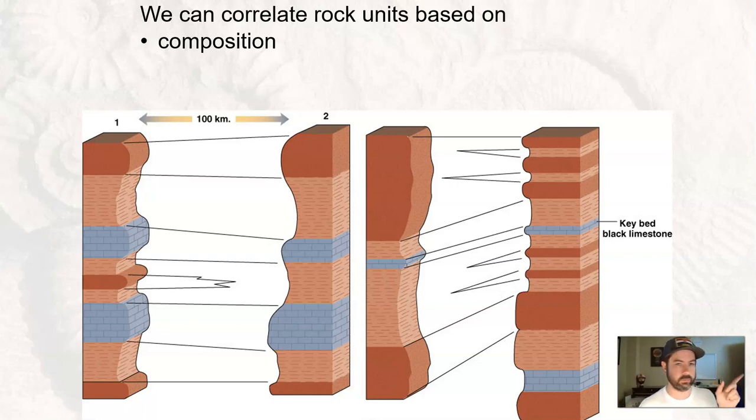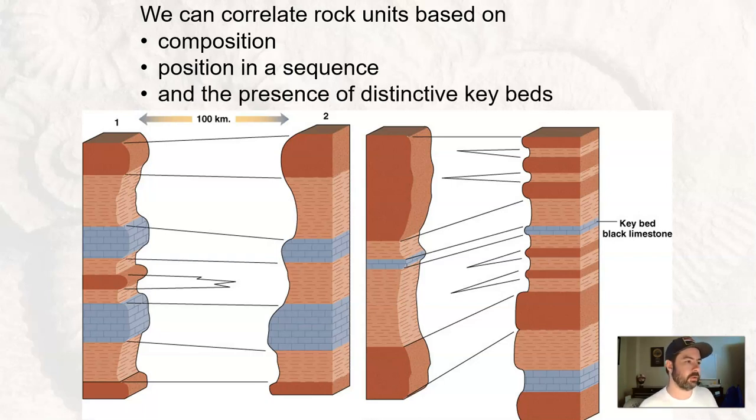Oh, that's sandstone. That's sandstone. The position in a particular sequence. Oh, it goes limestone, sandstone, and limestone, sandstone. Okay, so it's right there. And also the presence of distinctive beds, telltale beds, individual kind of strata. There's a key black limestone. Oh, same over here. Kind of matches up.